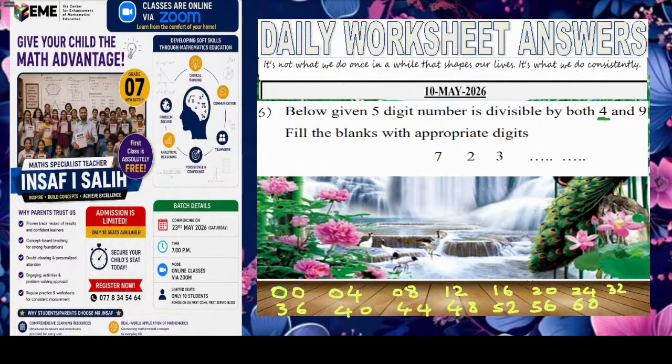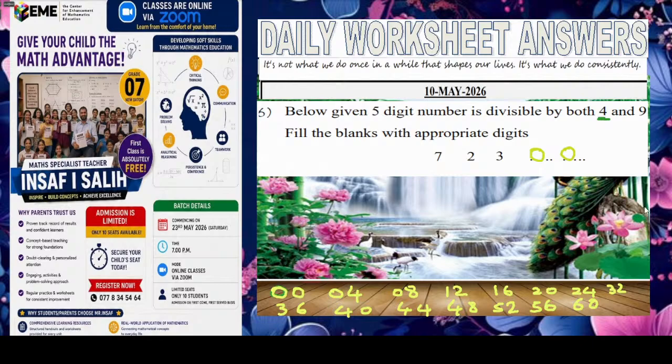So it has to be one of these numbers. Let's put 2 zeros at the end because they have said the number is divisible by 4. So what's the number we have got here now? It's 72,300. But they have put another condition.